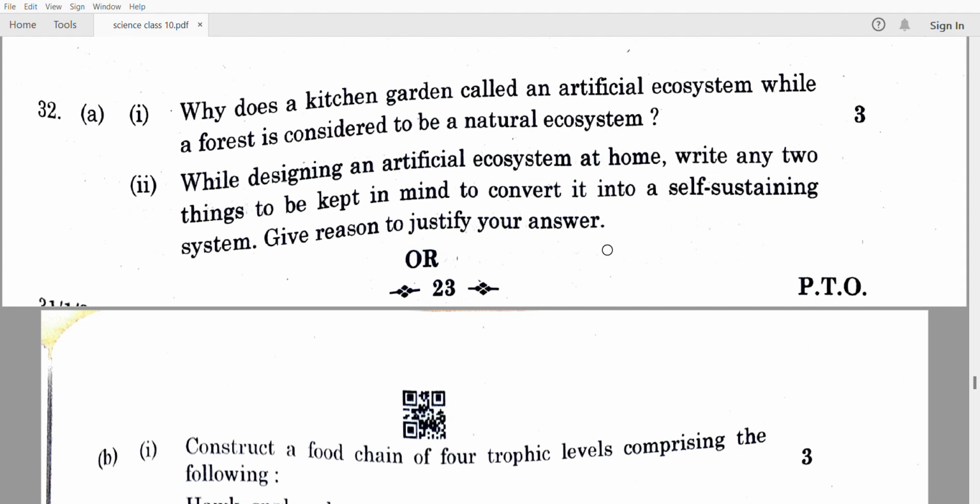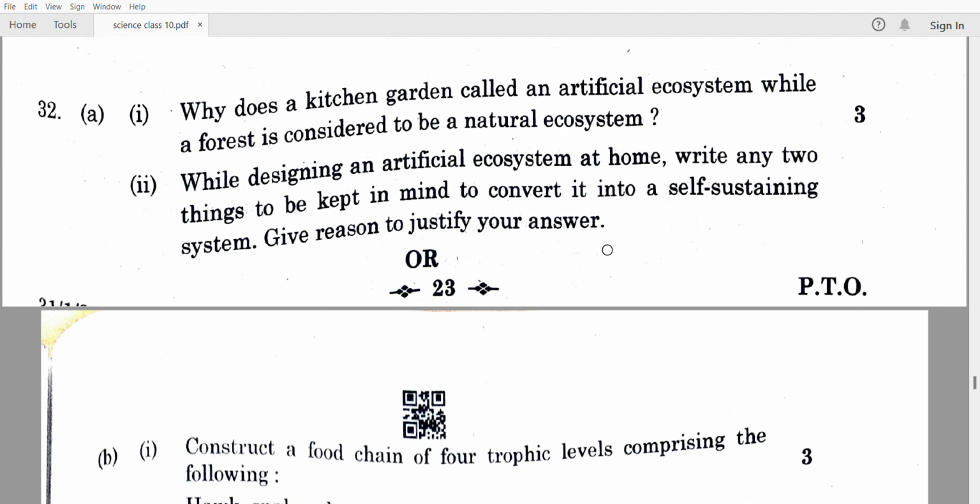Fine. If you move on to the 32nd question, why is a kitchen garden called an artificial ecosystem, while a forest is considered a natural ecosystem? As we know, there is an interaction between both the biotic and abiotic factors in the natural ecosystem. It's a self-sustaining ecosystem. There will be no waste, as there is a diversity of animals interdependent on each other and they keep interacting. There will be no waste left in the forest ecosystem, whereas a kitchen garden is an artificially set up ecosystem. So it is not a self-sustaining ecosystem and it is man-made, so it's not a natural ecosystem, where we have to clean the things and all.